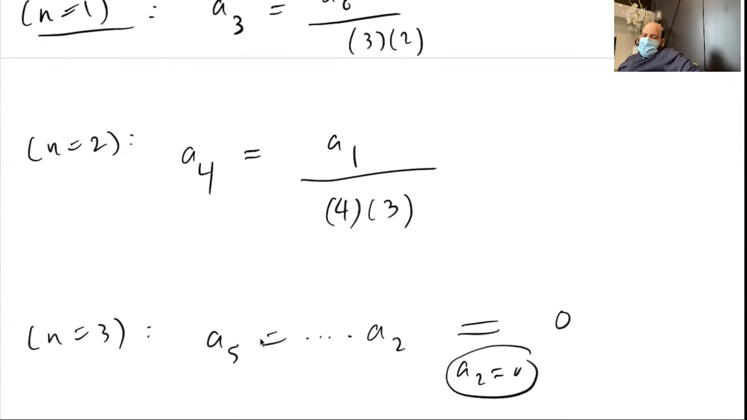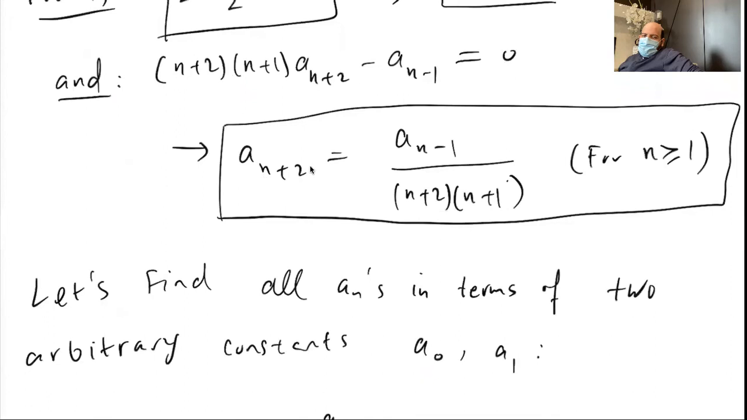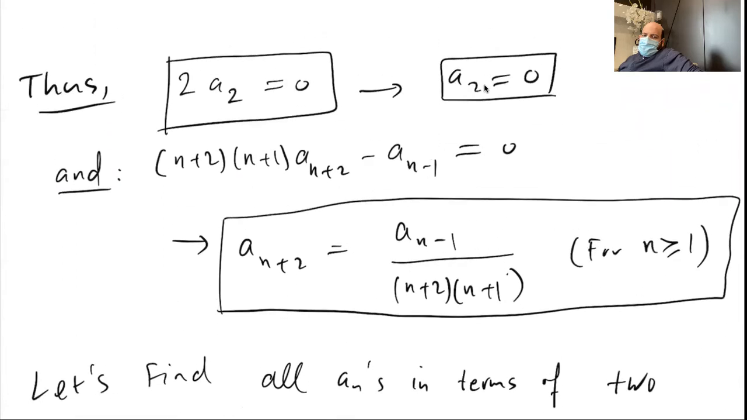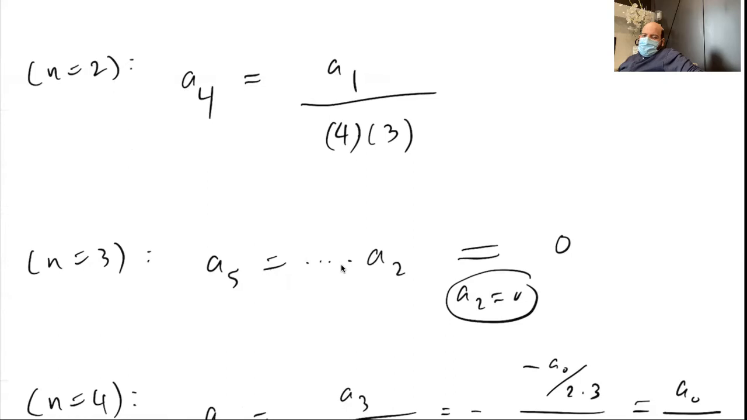Now what about a5? If I replace n with 3, left-hand side becomes a5, right-hand side becomes some constant times a2. But remember, a2 is 0. So a5 will be some constant times a2. Anything times 0 is 0. So a5 will be 0 as well.